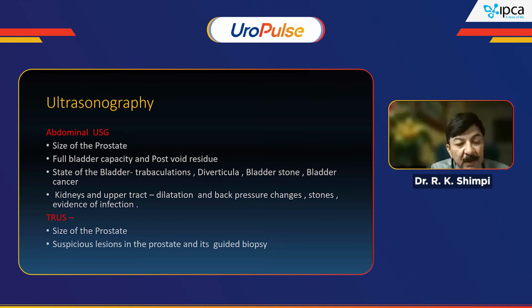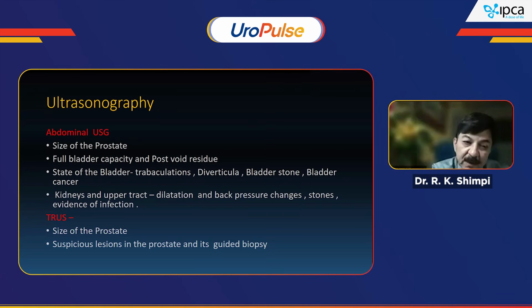Because of chronic obstruction, these patients will have trabeculations, saccules, diverticula, bladder stone, and bladder cancer sometimes. At the same time, it will tell you about the kidneys, the upper tract dilatation, which can be because of back pressure changes, because of the large residual urine, associated with stones in the kidney, or if there is any evidence of infection like you get in chronic pyelonephritis.